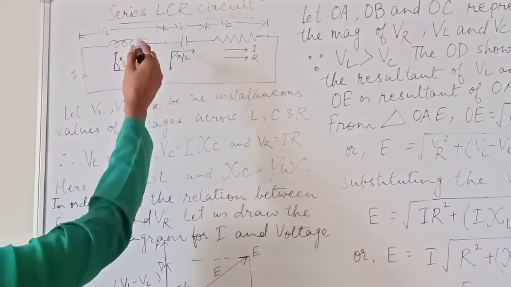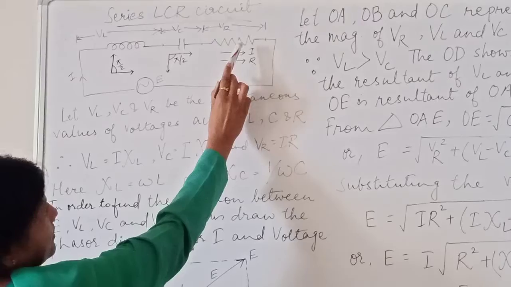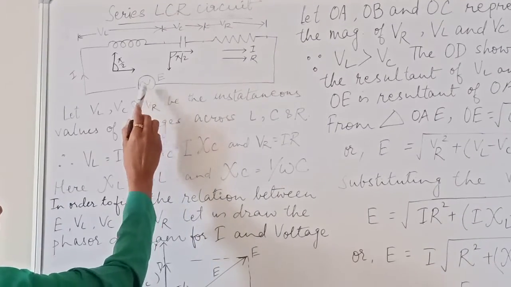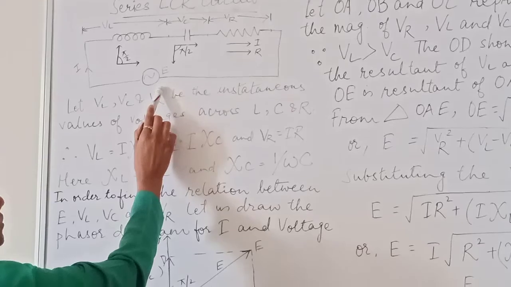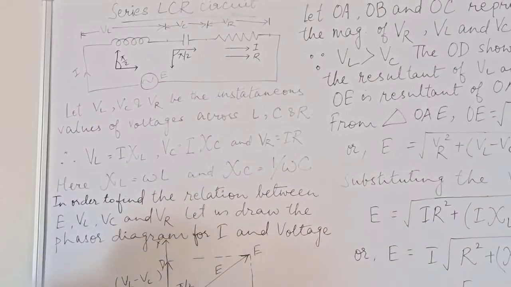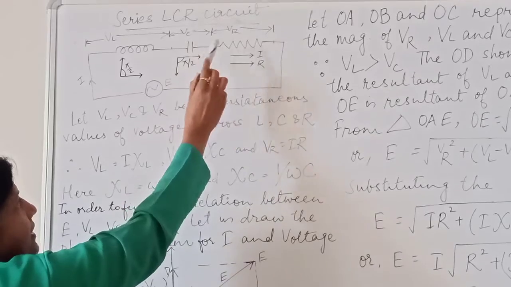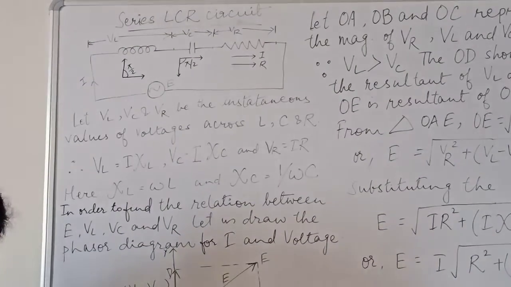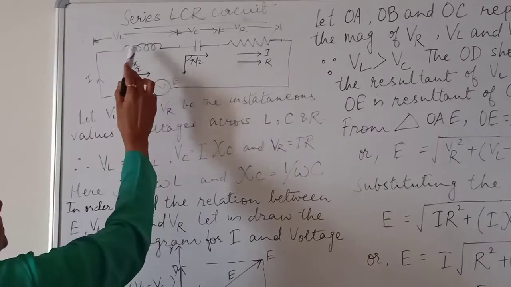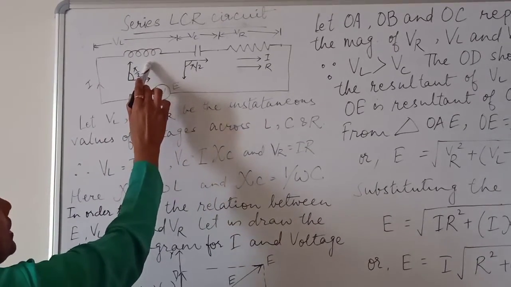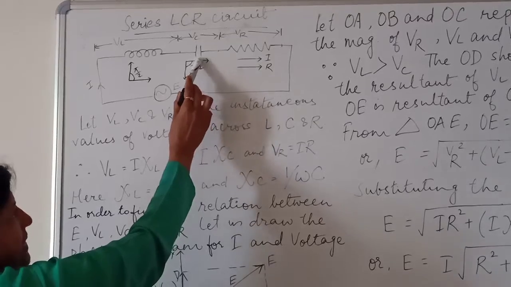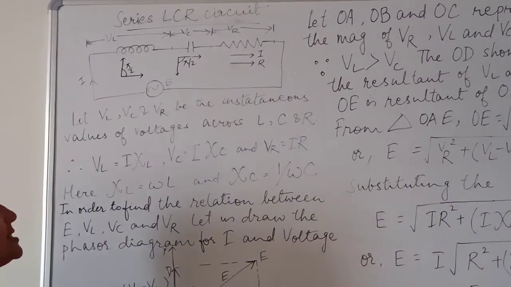Here you see one coil, a capacitor, then one resistor. Finally, these two ends are connected with the source, so that current I flows throughout the circuit. Since coil, capacitor and resistor are connected in series, the potential difference will divide accordingly. We have written VL across the coil, VC across the capacitor, VR across the resistor.